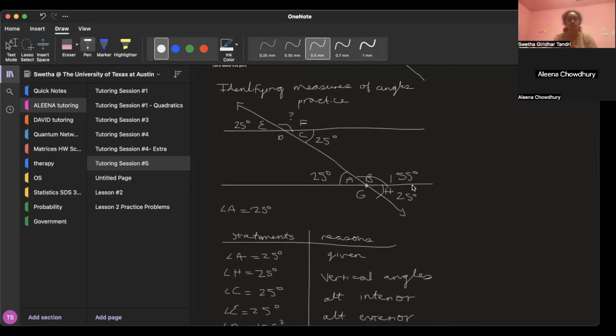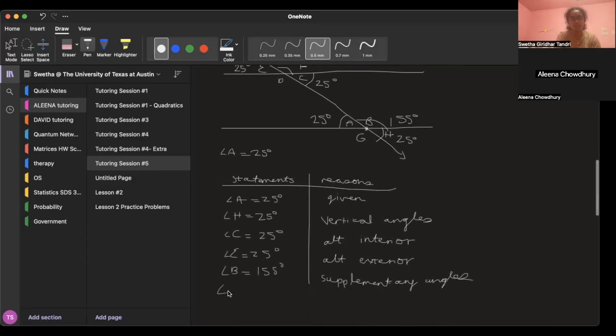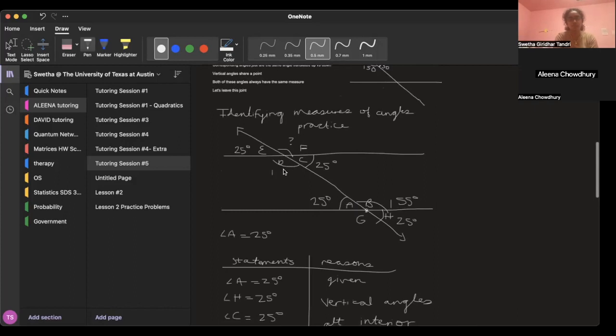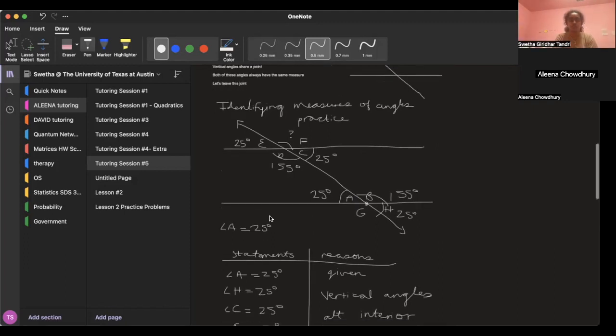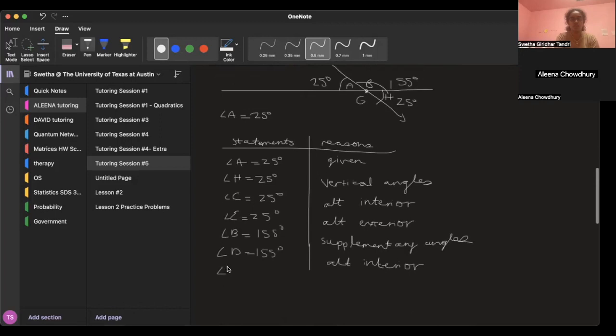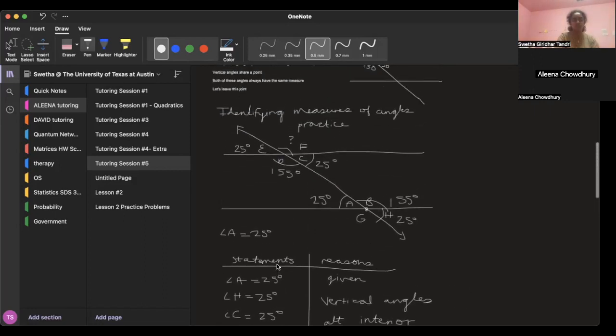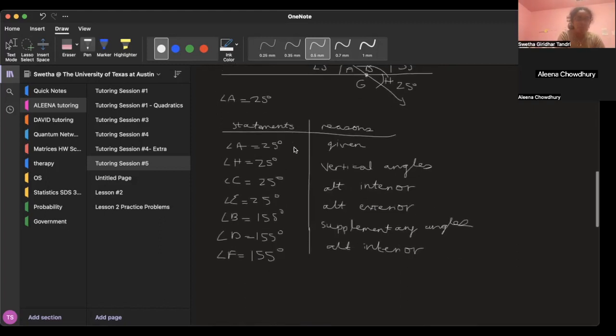Is D the one next to C? Yes. Okay, so then B and D would be alternate interior angles. Yeah. So D would be 155, and we can cite alternate interior angles. Okay. And then D and F are vertical angles. Yeah. And so are B and G. And so we reached the end because our goal was to find what the angle of F is. So we found it.